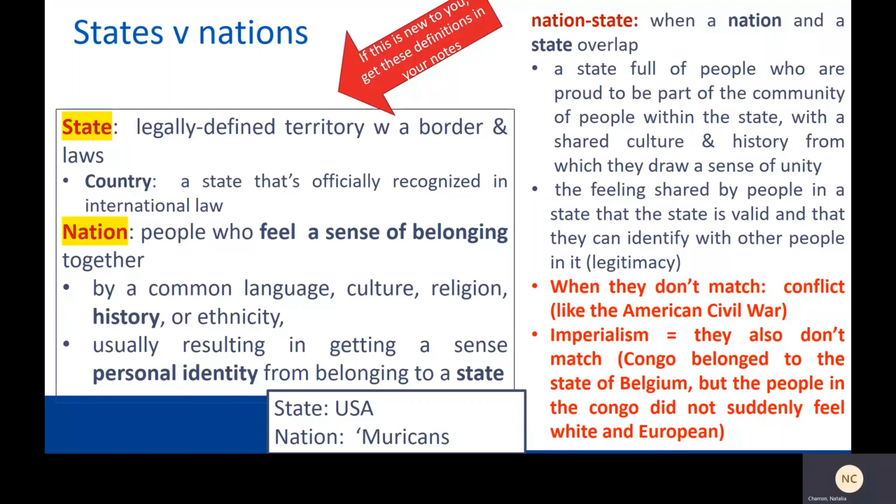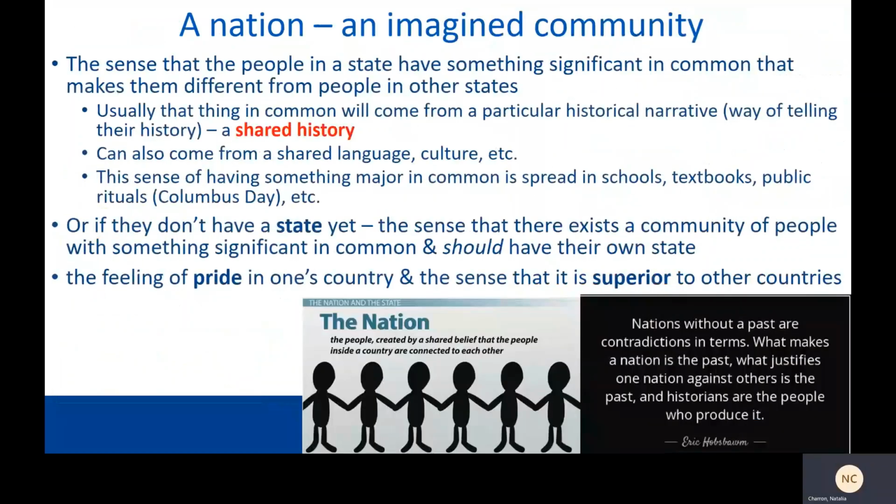Another way that you're going to see this pretty often in history when they don't match is through imperialism. When the Belgians from Europe conquered the Congo in Africa, the people who were there before, the Congolese, didn't suddenly feel a sense of unity and belonging for being Belgian, right? They were still very much Congolese. They were ruled over by people who did not represent them, or so they felt. So nations and states didn't overlap when one state conquers another. This is a subtle concept, but it's important, so do try to keep that distinction in mind.